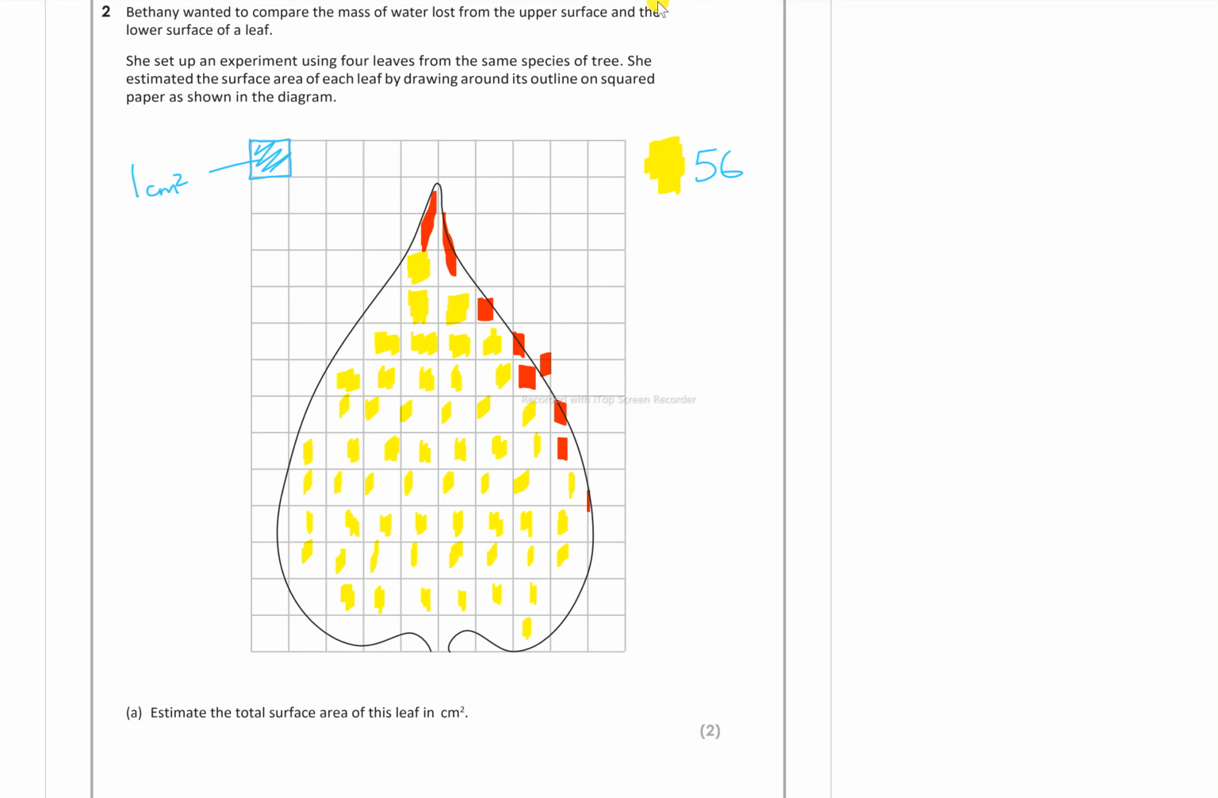4, 5, 6, 7, 8, 9, 10, 11, 12, 13. So we'll say that's 13, and I think that's that done. Total surface area. Remember, there's the other side.